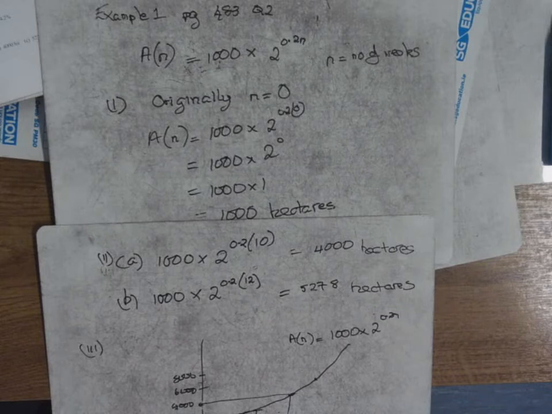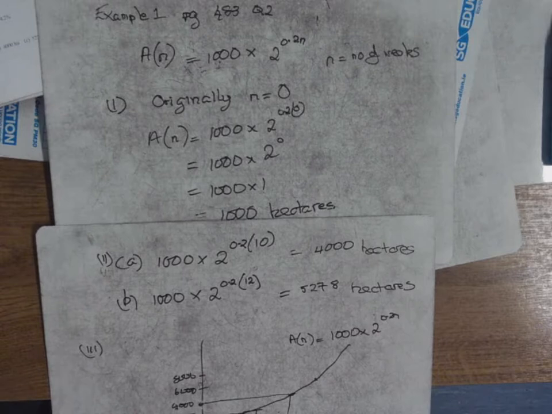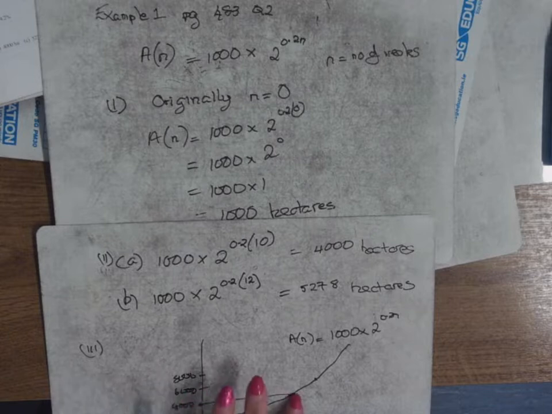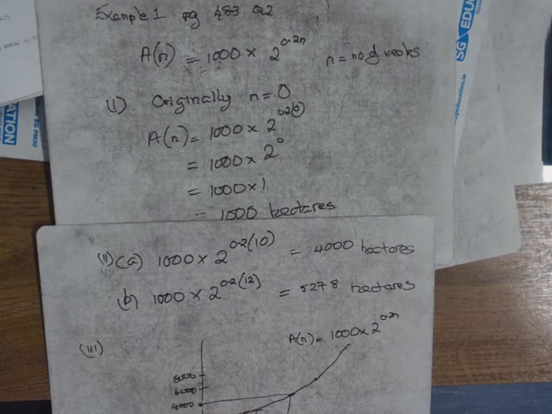And the doubling time, right, it started at 1,000. I know that from part 1. So when it doubled, if it started at 1,000, it was double at 2,000. So I just went across at 2,000 and went down to see how long it took to get to 2,000, and the answer was 5 weeks.